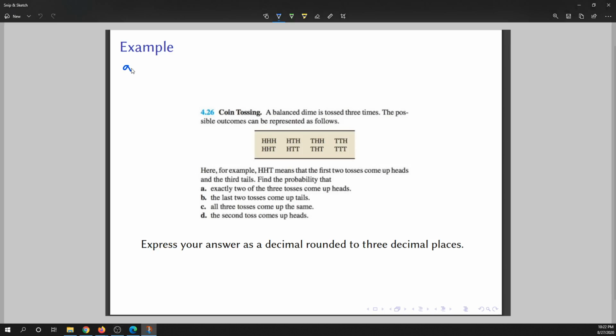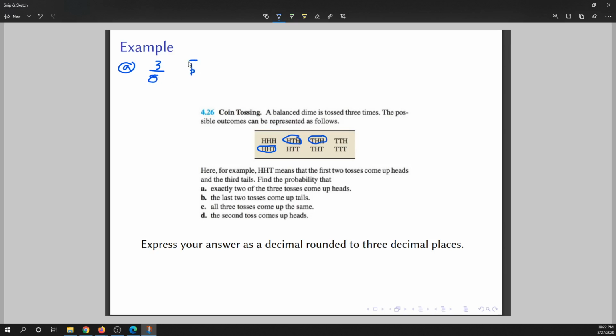All right, so in part A, they want to know what is the probability that exactly 2 of the 3 tosses come up heads. All right, so what I'm going to do is go through and circle all of those. So 2 heads here, 2 heads here, 2 heads here, and it looks like that is it. So then the probability of that is going to be the number of possible outcomes in my event. So there's 3 in my event, and then divide that by the number in the sample space. There's 8 total here, right? So the answer for part A would be 3/8.